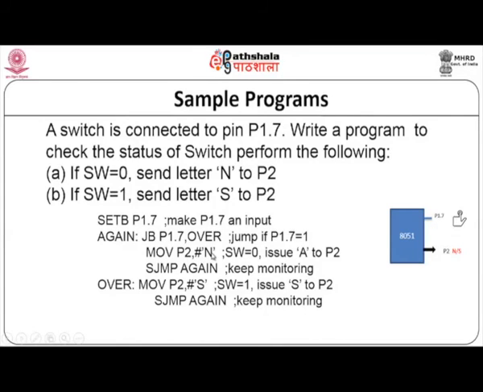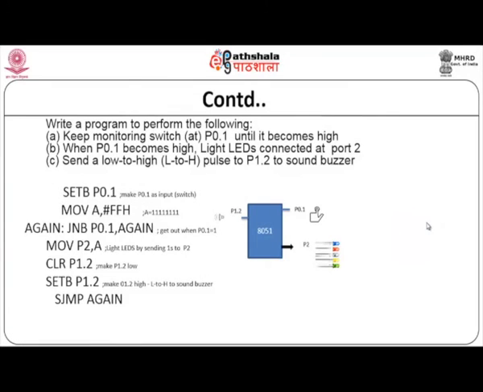So now the N is moved to parallel port P2 and SJMP again, I am coming over here. So based on whether it is pressed or not pressed, if it is not pressed, I will send an N to P2, and if it is pressed, I will send a letter S to P2. So it is a very simple program which demonstrates how to read a particular pin and how to access a particular port. Now we will go ahead with another interesting example code which accesses your ports and pins.